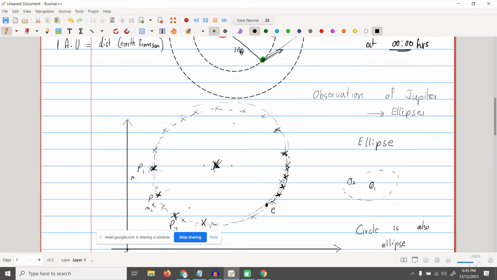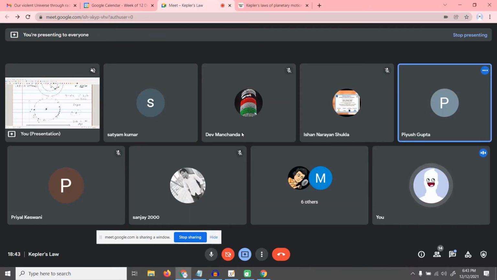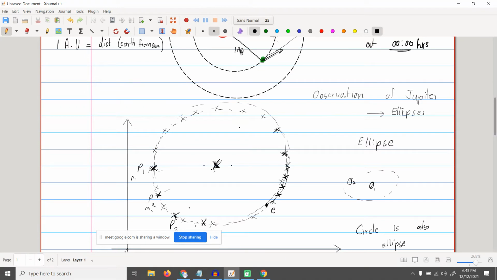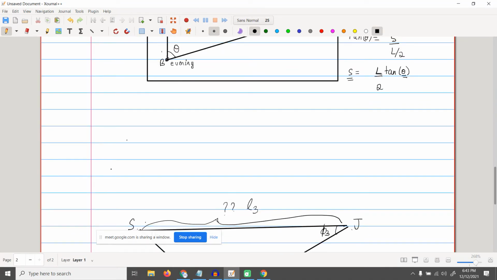Is this the cause of elliptical orbits for all planetary motions and all objects' motion? Piyush, I think so. Like in the last talk, we had discussed why it has an elliptical orbit, but I will just go through it quickly.